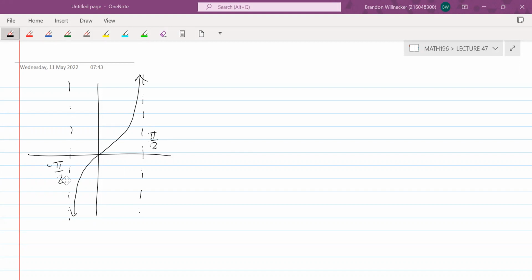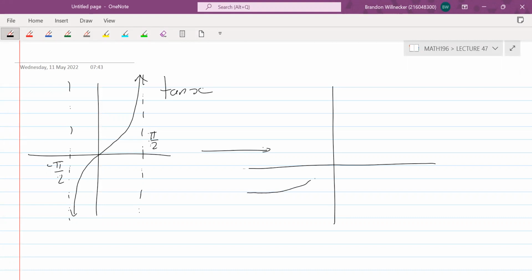Now, we're only interested in minus pi over 2 to pi over 2 because on that subdomain, this function is invertible. So this is tan of x. If we wanted to invert this, we would get arctan of x, and that looks something like this. Okay, and then we've got these horizontal asymptotes now. So the vertical asymptotes from tan of x become the horizontal asymptotes of arctan of x, or tan inverse.